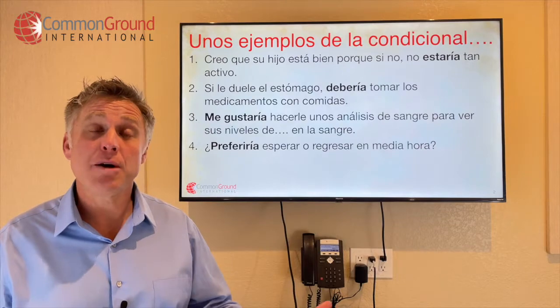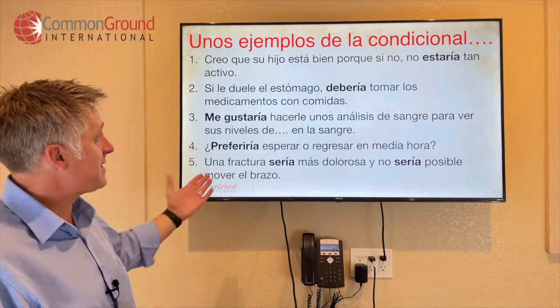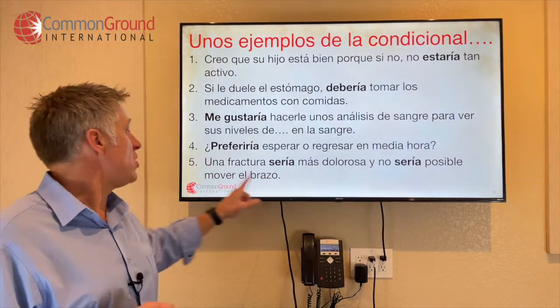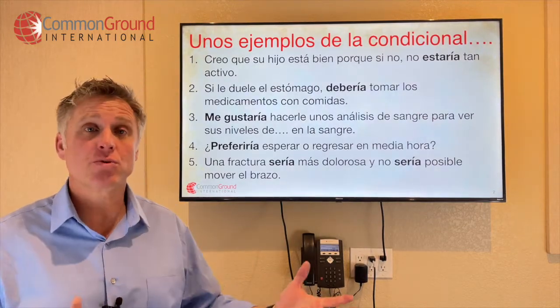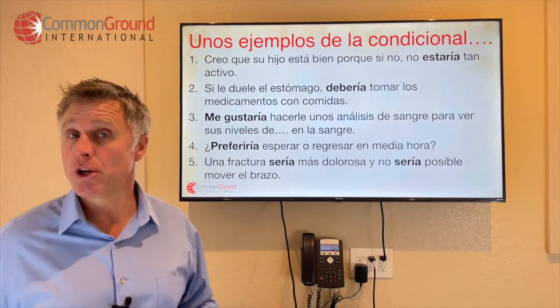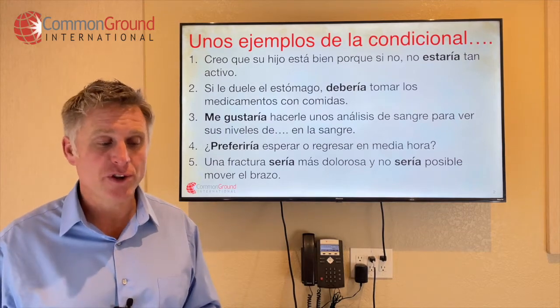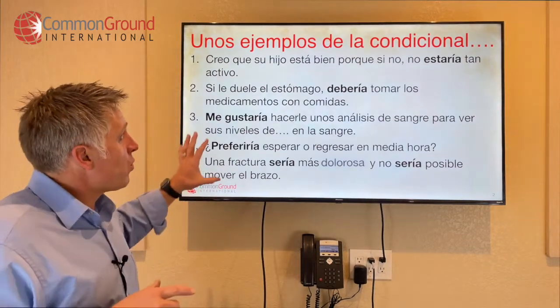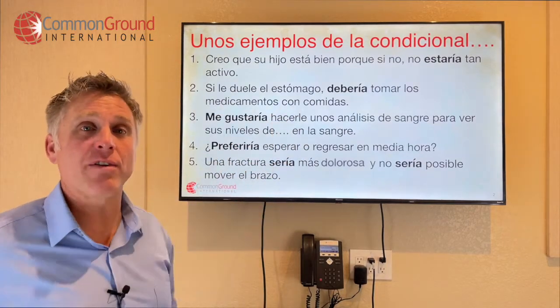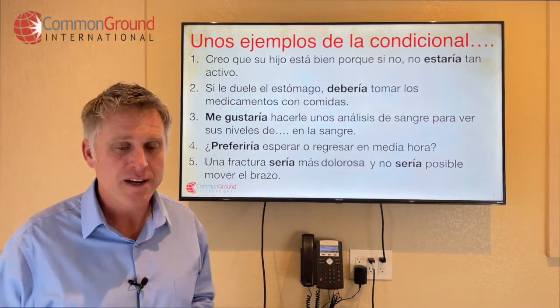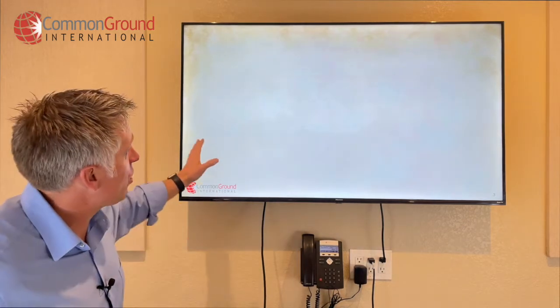Y otro ejemplo final, una fractura sería más dolorosa y no sería posible mover el brazo. A fracture would be more painful and it wouldn't be possible to move your arm. So we have all this would subtlety with our verbs in the conditional tense, okay? So, el primer paso normal de conjugación.